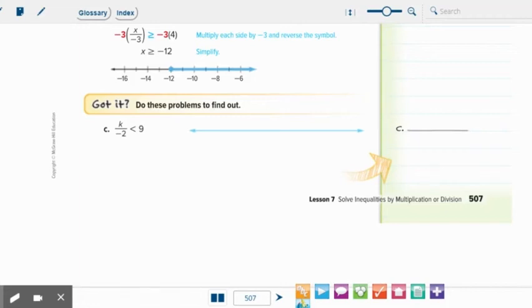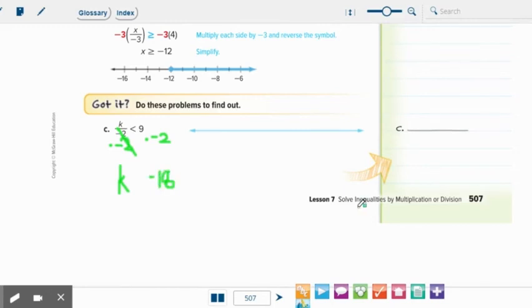Let's work on the got it problem at the bottom. Letter C. K over -2 is less than 9. This is showing K divided by -2. The opposite of divide is multiplication. We are going to multiply both sides by -2. The -2's on the left will cross out. Bring down your variable K. 9 times -2 equals -18.